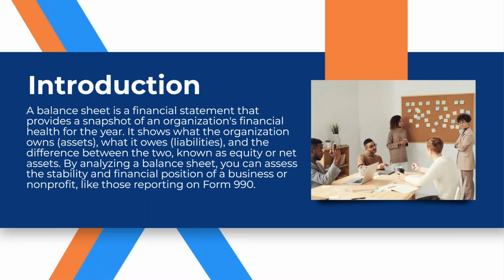All right, let's jump in here. So just a quick introduction. The balance sheet is the financial statement that provides a snapshot of an organization's financial health for the year. It shows what the organization owns, which are the assets, what it owes, which are the liabilities, and the difference between the two, known as equity or net assets. By analyzing a balance sheet, you can assess the stability and financial position of a business or nonprofit organization, like those reporting on the Form 990.